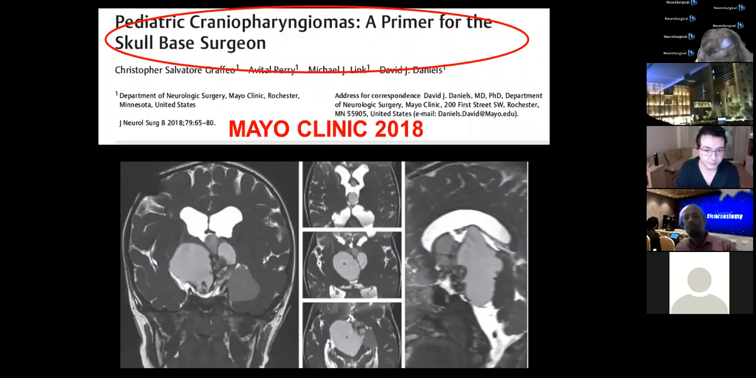Especially for pediatric, it is the primer for skull-based surgery. But it is for skull-based surgery, for experienced surgeons, not for mediocre ones, who know nothing about neurosurgery except to put screws in the back of patients and put in the shunt.